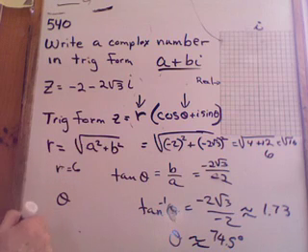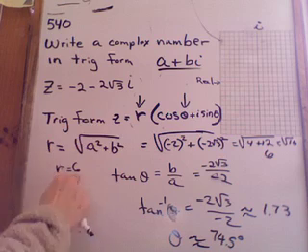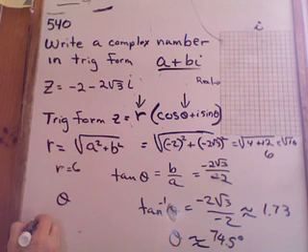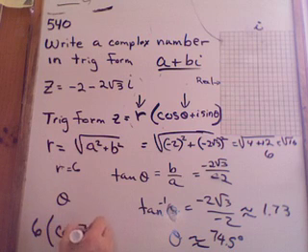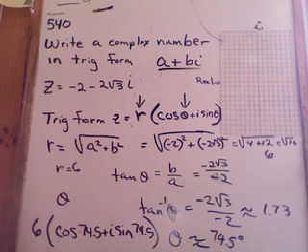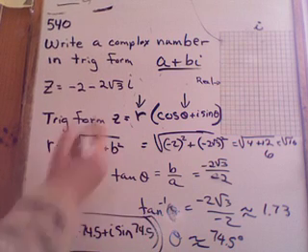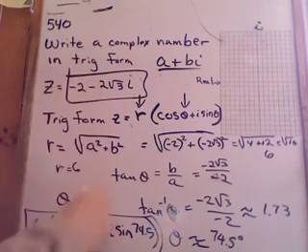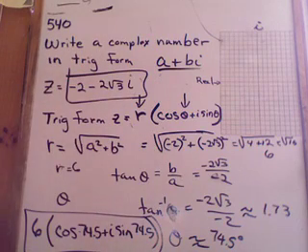So now, what is the trig form of the number? The r is 6 and the angle is 74.5, so now I just write it: 6 times cosine 74.5 plus i sine 74.5. And that should be it. There you have trig form from complex form. Here's complex, here's trig. Note the difference. You should be able to convert back and forth. Good luck.